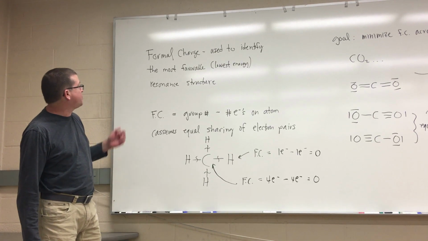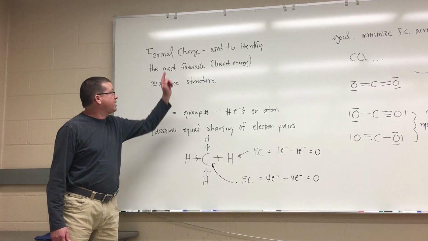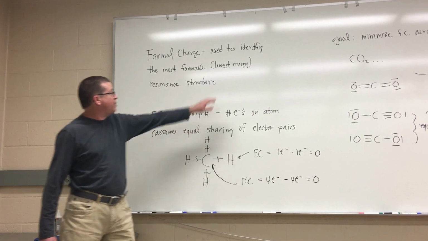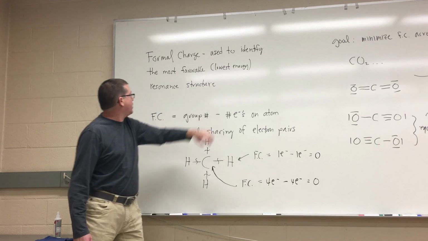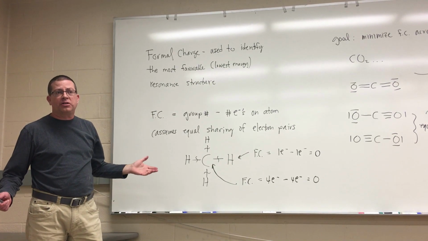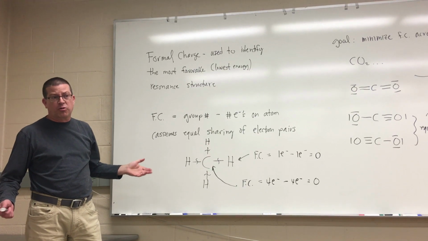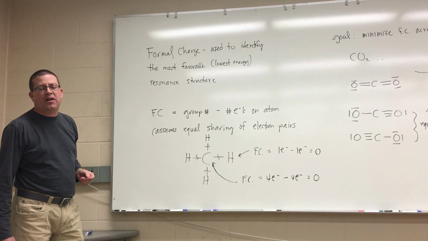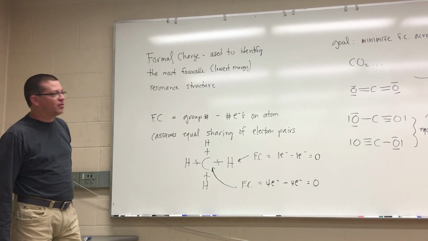Okay, so the whole purpose behind formal charge is we want to use formal charge to identify the most favorable, and that means to us, lowest potential energy resonance structure. Okay, so we're going to come up with the most stable, most preferential resonance structure in that sense. So let's first, before we apply it, define what formal charge is and how we calculate it.